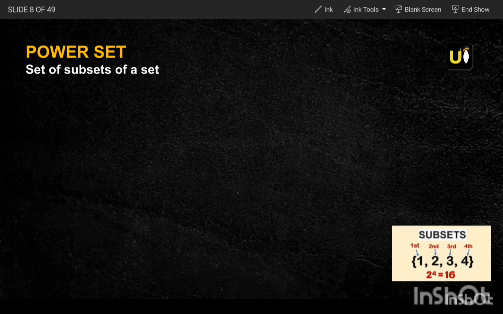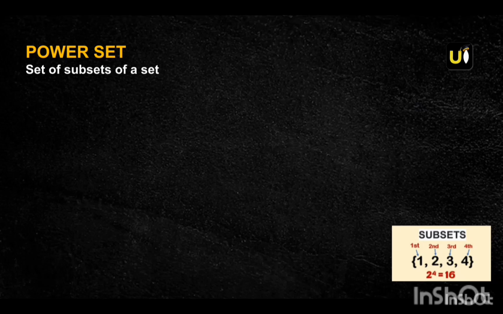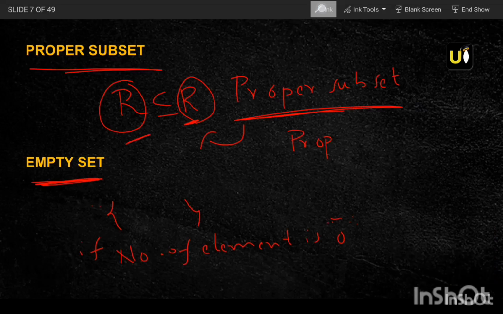Previously we discussed the empty set. Then we have one more set called the null set. The null set will contain one element. Empty set and null set are different. Null set will contain a single element, but empty set will not contain any element.